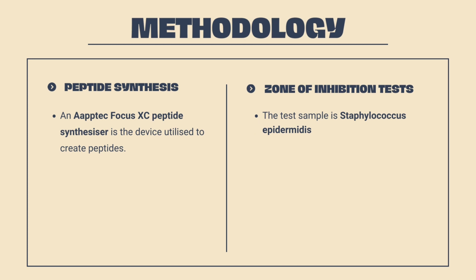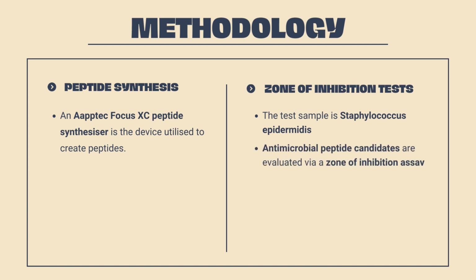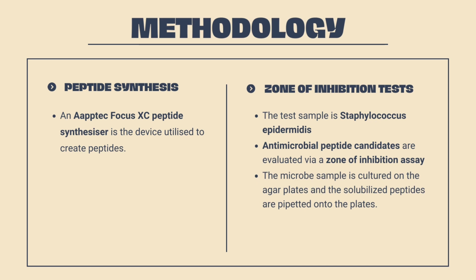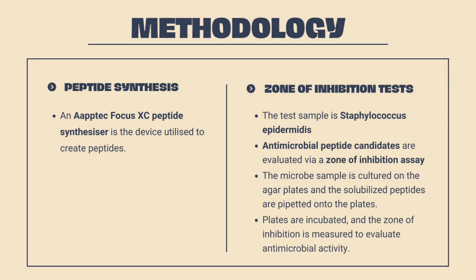In this test, Staphylococcus epidermidis is used as a test strain. The antimicrobial peptide candidates are tested using a zone of inhibition assay. Firstly, the Staphylococcus epidermidis is cultured on the agar plates. Then, the solubilized peptides are pipetted onto the plates. The plates are incubated, and the zone of inhibition is measured to evaluate the antimicrobial activity.